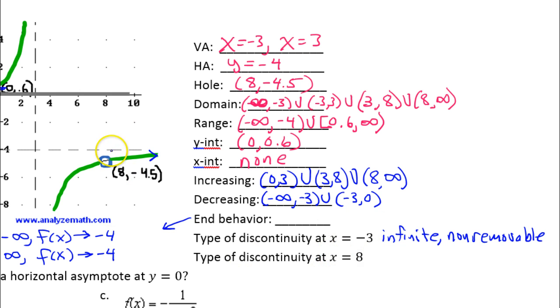Okay, and we learned that a hole is a removable discontinuity, first of all, and it's called a point discontinuity. So a hole is a point removable discontinuity. All right, so that was just a recall of vocabulary.